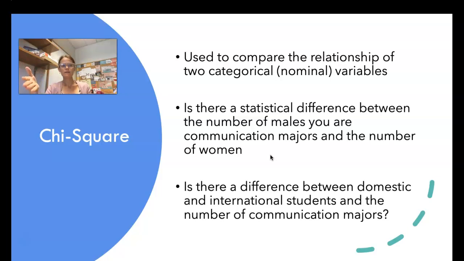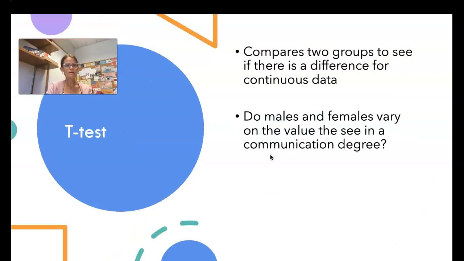Another example would be, is there a difference between domestic and international students in the number of communication majors? Again, with communication majors, how that becomes a nominal variable is just a yes, no, I am not. So that's when you use chi-square.